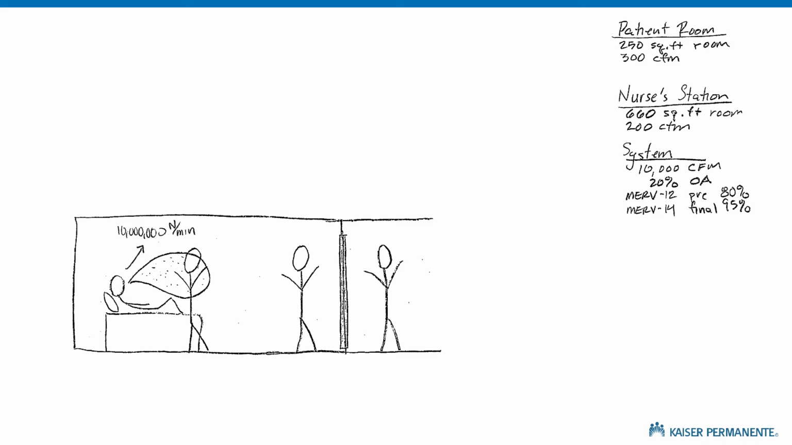So stick figure in the bed produces 10 million particles per minute. Stick figure in the middle is in the plume. Sorry about that, stick figure in the middle. I hope you're wearing a mask. And then stick figure on the right is getting a concentration of 33,000 particles per cubic feet.